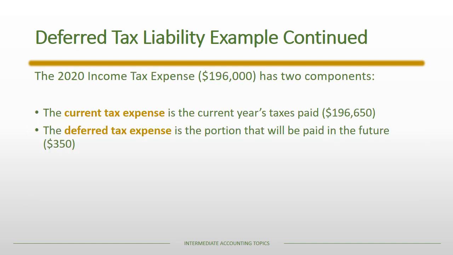Again, just some extra information here on how to think about the income tax expense from 2020. The total income tax expense was $196,000, and that has two components: the current tax expense, which is the current year's taxes paid, and also the deferred tax expense, which is the portion that will be paid under the Internal Revenue Code in the future. So these two terms, current tax expense and deferred tax expense, are important terms to understand in this chapter.